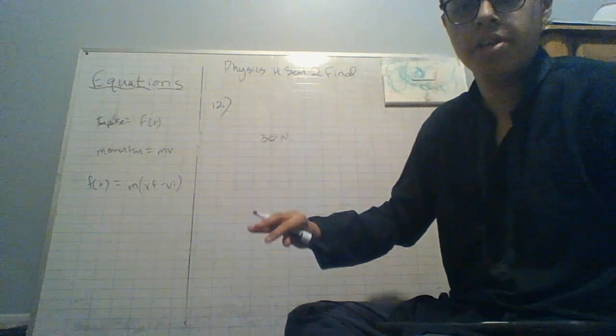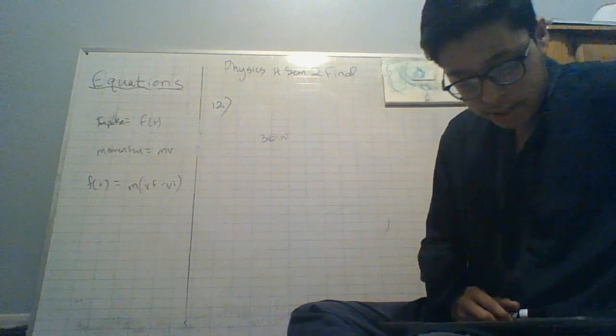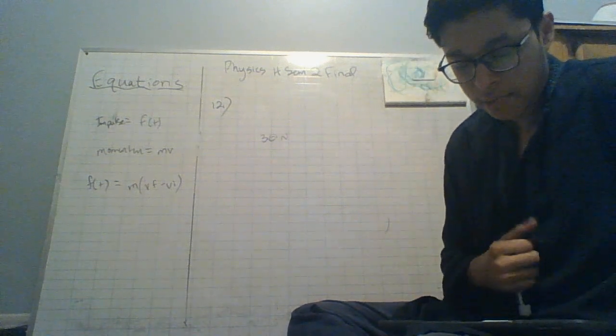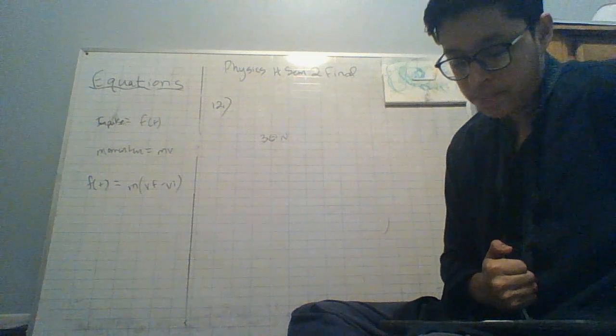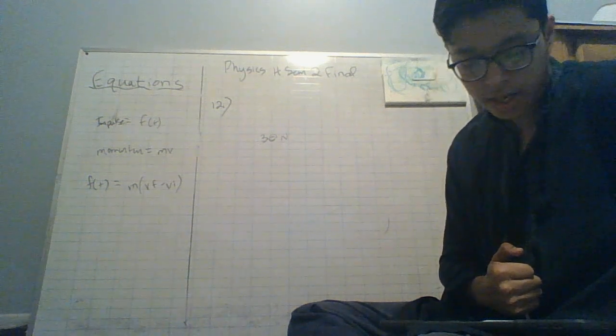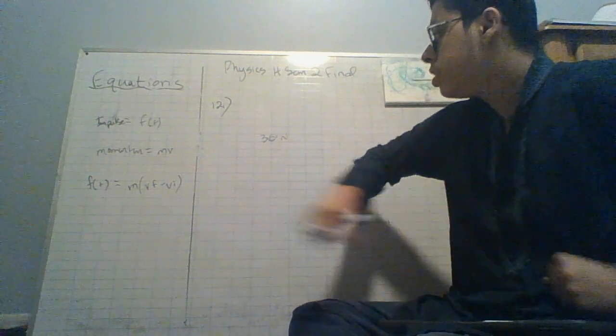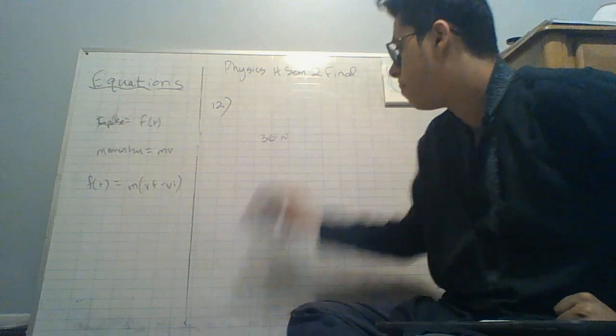Oh, I haven't read the question out loud actually. Let me read that. A hockey puck has a mass of 0.112 kg and is at rest. A hockey player makes a shot, exerting a constant force of 30 newtons on the puck for 0.16 seconds. With what speed does it head toward the goal? So that's why I'm using these equations, because I'm trying to find speed and velocity.